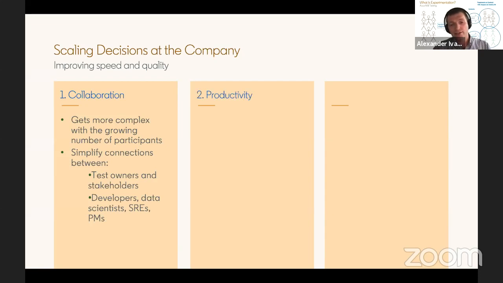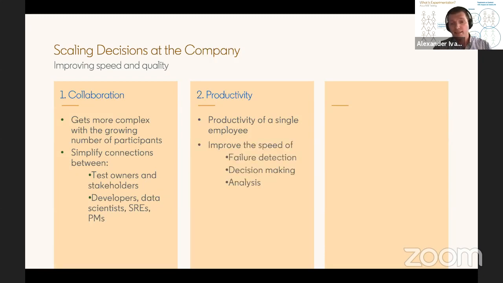The other part of scaling the decision-making is about improving the productivity of each individual participant of A/B testing, and improving the speed of failure detection, decision-making, and A/B report analysis.